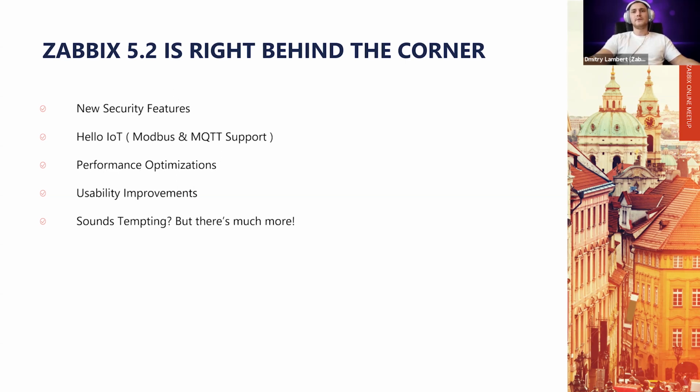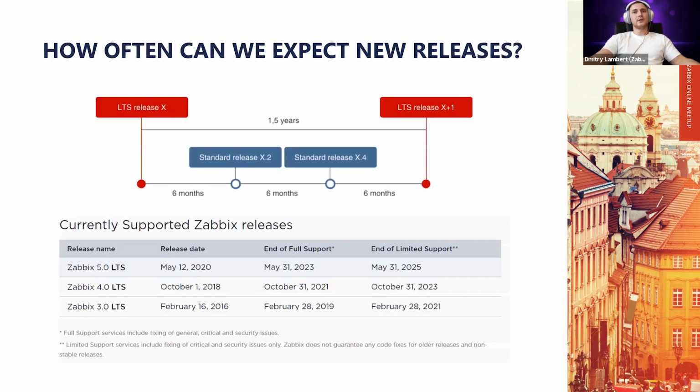If you want to see the full currently published list, you can just go to our documentation. The what's new page for 5.2 is already open, and also, as it was mentioned previously, join the Zabbix Summit, which will be on October 30th, where we will definitely talk about all the new features of Zabbix 5.2. So how often can we expect the new releases?